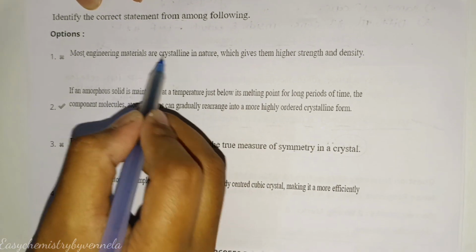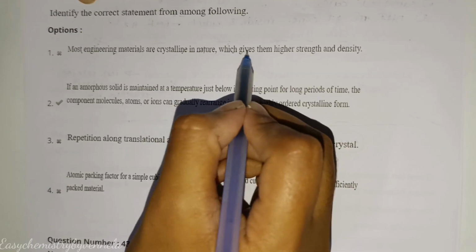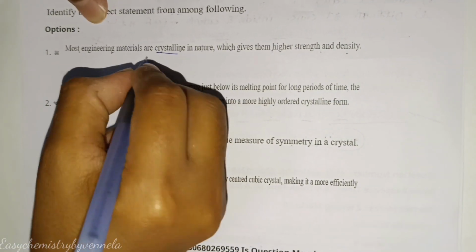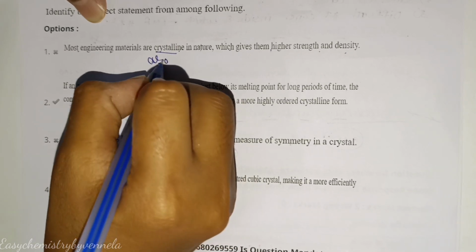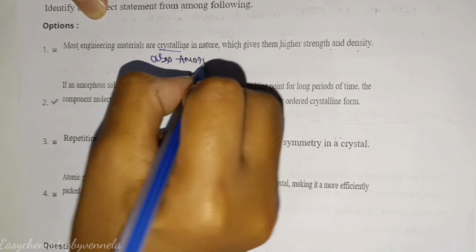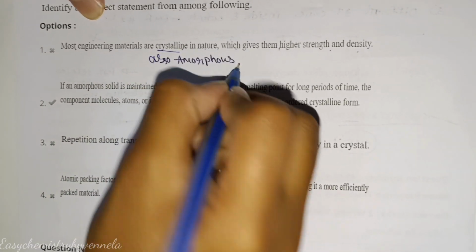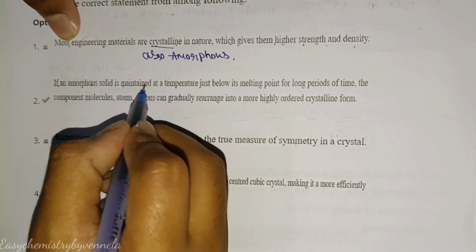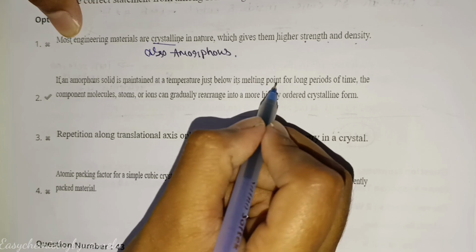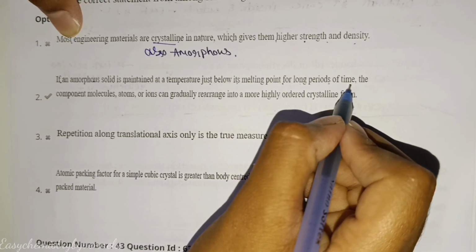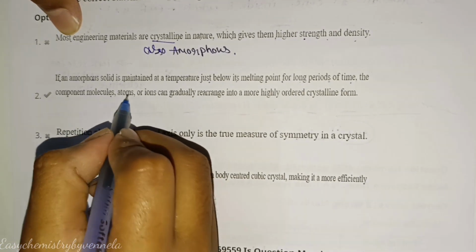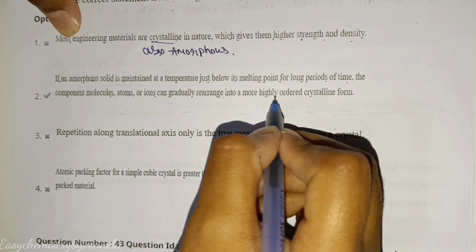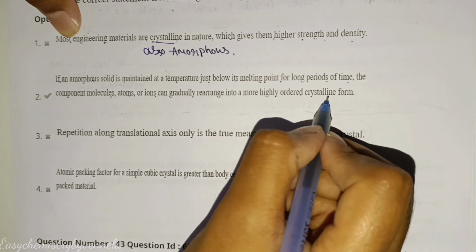Most engineering materials are crystalline in nature, which gives them higher strength and density. Also amorphous, not only crystalline. So this is a wrong statement. If an amorphous solid is maintained at a temperature just below its melting point for a long period of time, the component molecules, atoms, ions gradually rearrange into a more highly ordered crystalline form.